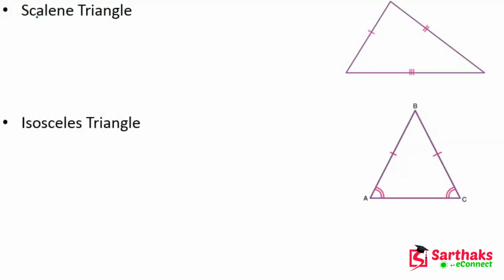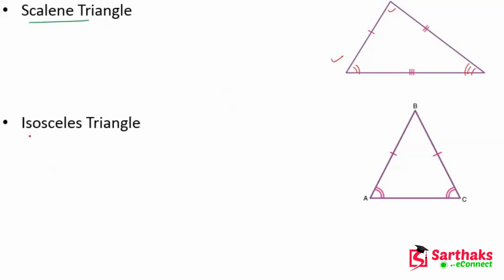You know very well what scalene triangles are. What is a scalene triangle? A scalene triangle is a type of triangle in which all three sides have different measures. Due to this, the three angles are also different from each other. You can see in this triangle, all the sides are different, and all the angles are also different.